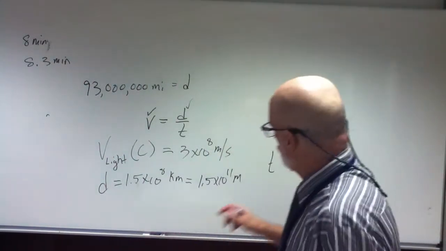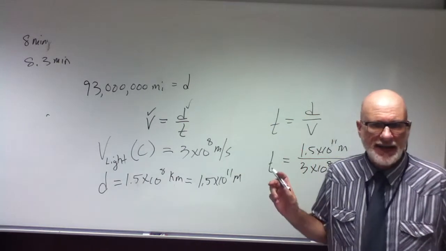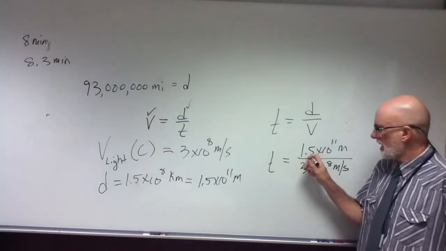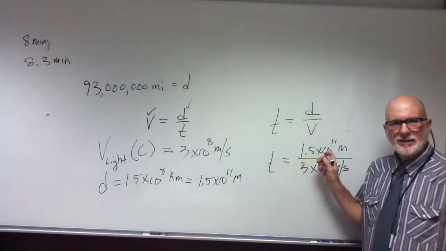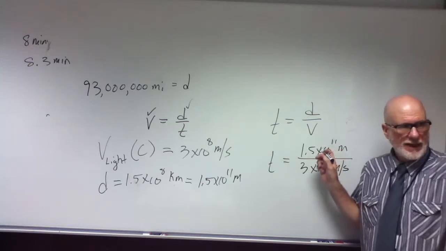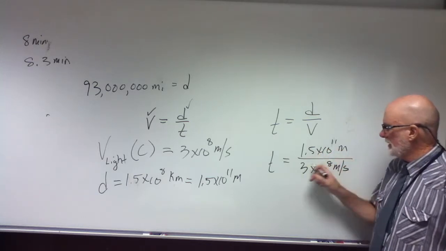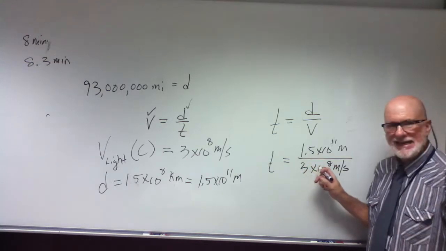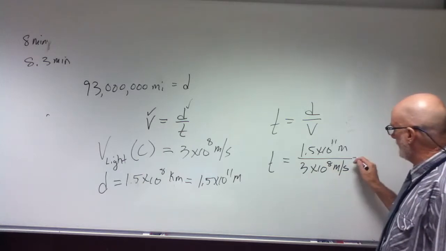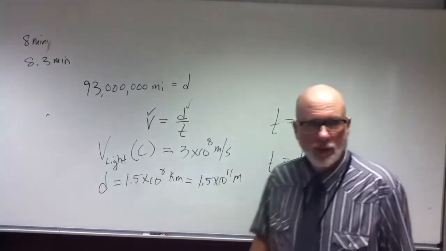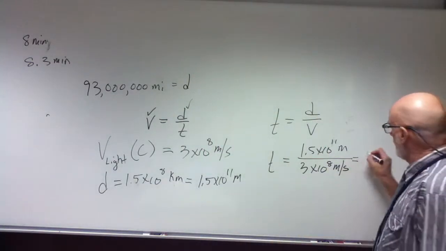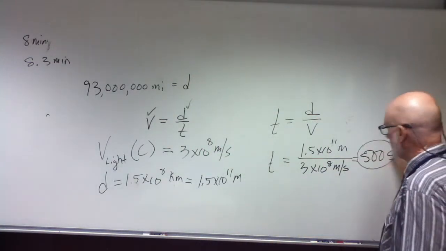Okay, now. So do this in your calculator. If you have a scientific calculator, do it this way. You put in 1.5, find the little blue EE, press that, and then put in 11. Right, Zayed? Divided by 3, EE 8, right? Equals. What do you get? What do you get? 500? 500 seconds. Yes or no? Is that what you get?